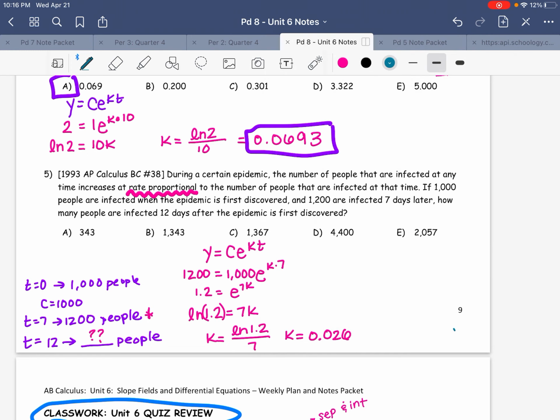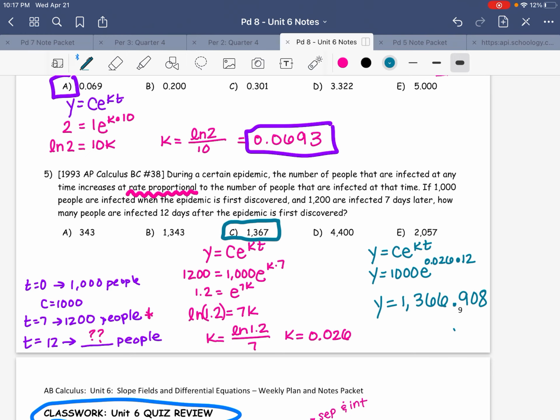Problem asks, after 12 days, how many people are infected? So let's go back to our equation. And I want to know how many people, so I'm looking for Y. I know I started with 1,000. I know that K is 0.026, which I'll use the exact value in my calculator. And I want to know after 12 days. So let's type it in. 1,000 times E raised to the, I have it stored as A times 12. And after just 12 days, the decimal I'm getting is 1,366.908. And so when I look at my multiple choice answers of how many people are infected, it's 1,367 people.